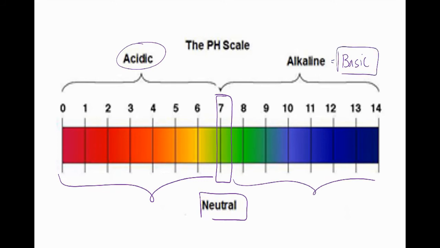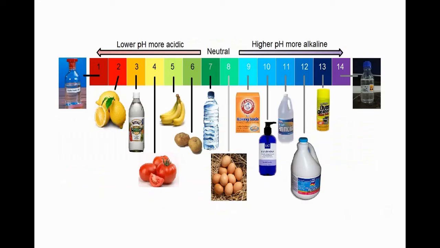So things with a high pH are basic, things with a low pH are acidic, things with a pH of 7 are neutral. All right, so one thing that we normally do in the lab for this unit is we get out a bunch of different household substances and let you test them with some pH strips.